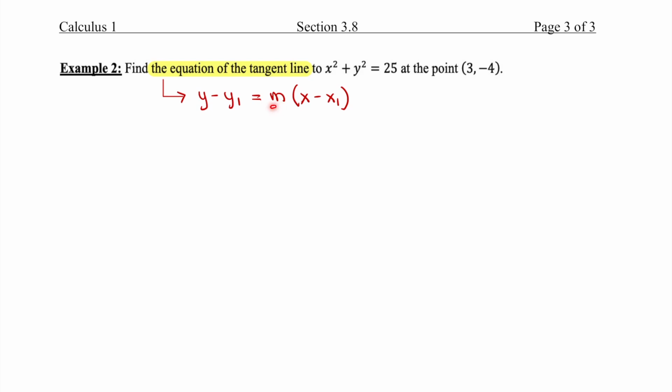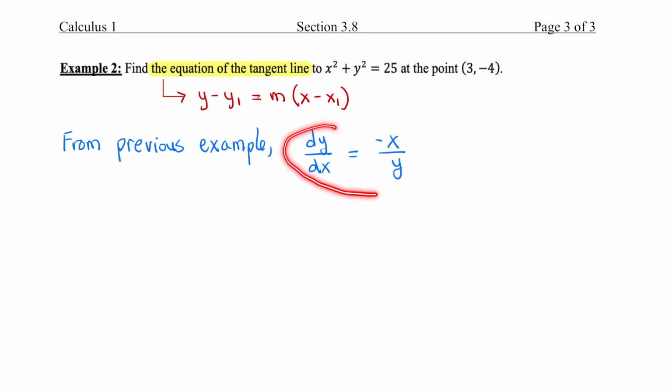Remember, the slope of the tangent line is the derivative at that point. From the previous example, we found dy over dx equals negative x over y. This is the derivative of y with respect to x. So instead of differentiating again, we can use this result. Now, let's find the slope at the point (3, -4).